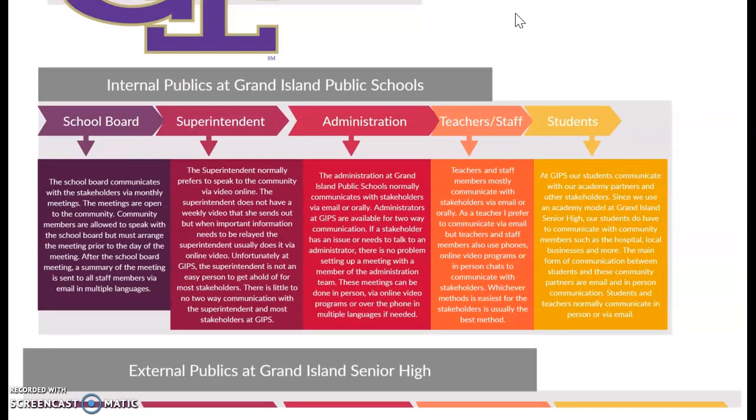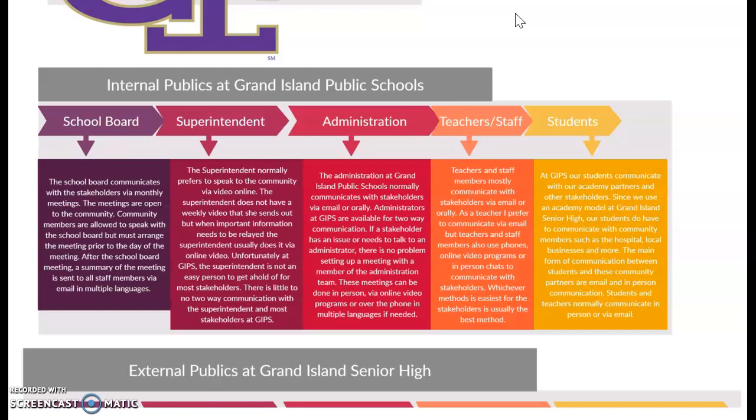Internal publics at Grand Island Public Schools. We'll start with the school board. The school board communicates with the stakeholders via monthly meetings. The meetings are open to the community. Community members are allowed to speak with the school board, but must arrange the meeting prior to the day of the meeting. After the school board meeting, a summary of the meeting is sent to all staff members via email in multiple languages. It's also sent to the public as well.